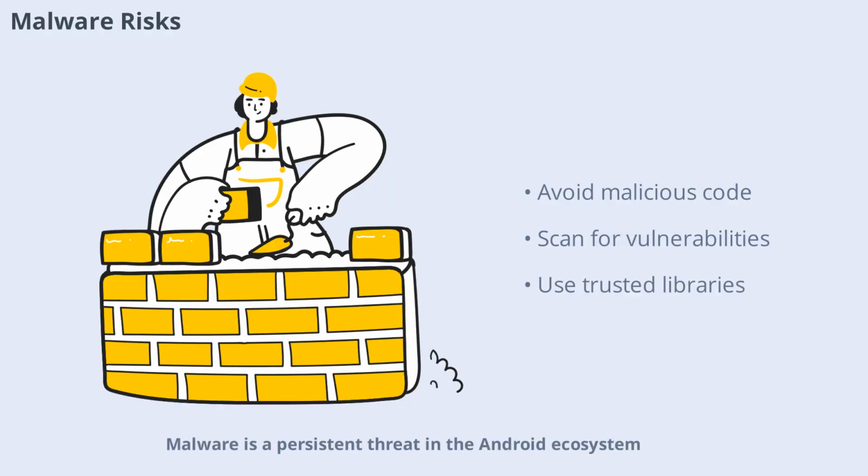Malware is a persistent threat in the Android ecosystem. Attackers use malicious apps and code to steal data, compromise devices, and spread further infection. By following secure coding practices, using trusted libraries, and regularly scanning your app for vulnerabilities, you can reduce the risk of malware affecting your users. Let's discuss how to defend against malware.